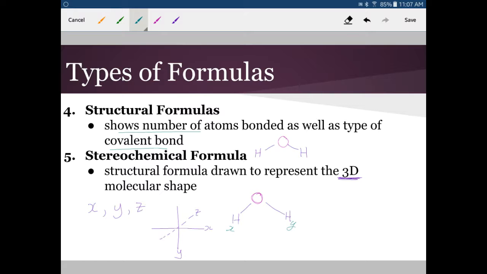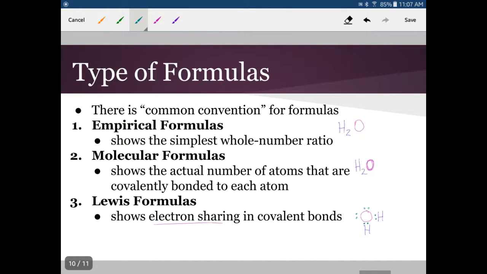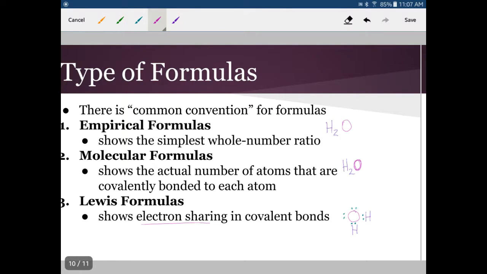Now, if I go back and show you another example, I will show you an example of methane. Methane is CH4. Our molecular formula here matches our empirical formula because our empirical formula says that there's 4 hydrogens for every 1 carbon. In our molecular formula, we also see that we have 1 carbon, which means we have 4 hydrogens. We don't have any more than 1 carbon in our single molecule.